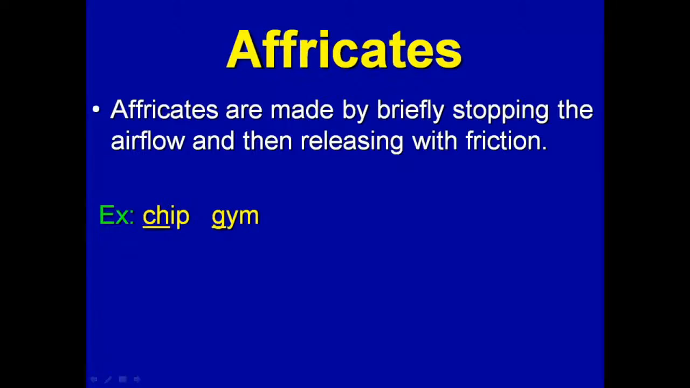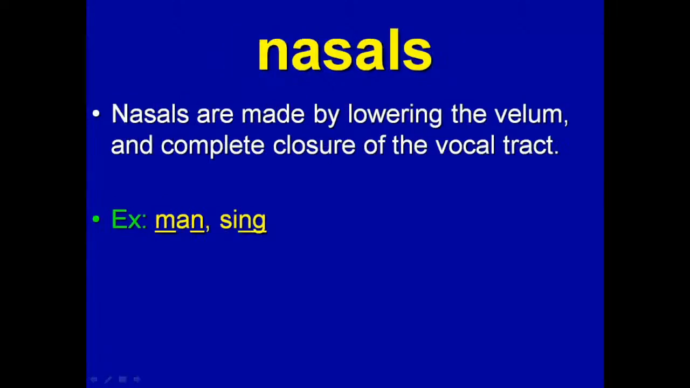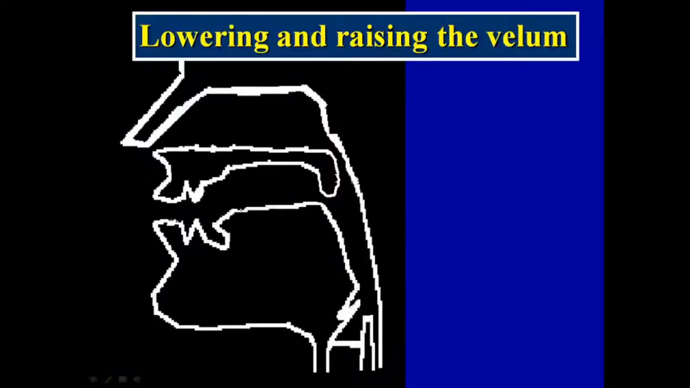Another manner of articulation is affricate. What is an affricate sound? It is a stop followed by a fricative sound, and they have more or less the same place of articulation. So we have got chip and gym: ch in chip, j in gym. Nasals. Nasals are made by lowering the velum and complete closure of the vocal tract. Man, m and n in man, and ng in sing. So these are nasals. This is another manner of articulation.